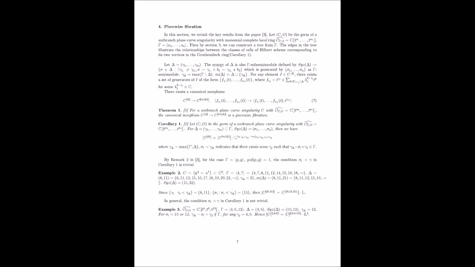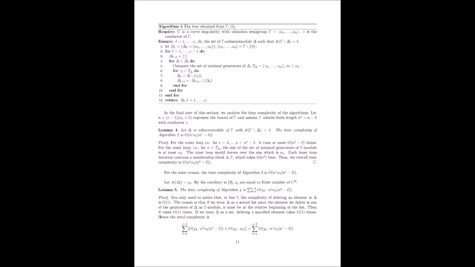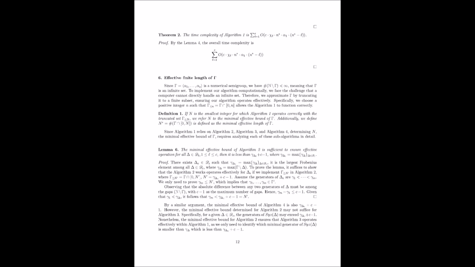The algorithm then calculates two crucial counts. The first one is C sub 1. This is the number of minimal generators of delta that are strictly less than gamma sub delta. The second one is C sub 2. This is the number of minimal generators of Sys(delta) that are both strictly less than gamma sub delta and satisfy the condition sigma sub i precedes gamma sub delta. And if you recall, these counts are directly used in corollary 1 to compute the class of the stratum, C[delta], in the Grothendieck ring. That formula ties everything together.